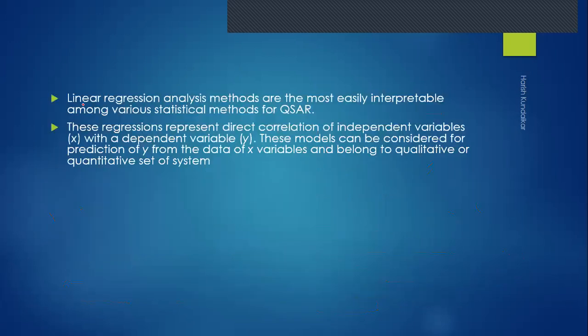So, linear regression analysis. I've just talked about using statistical analysis, right? Linear regression analysis methods are the most easily interpretable amongst the various statistical methods that can be used for QSAR. So what does linear regression analysis mean? A property X will correlate directly with property Y. If we plot a graph with X on one axis and Y on the other axis, then we should have a linear correlation. That is linear regression analysis.